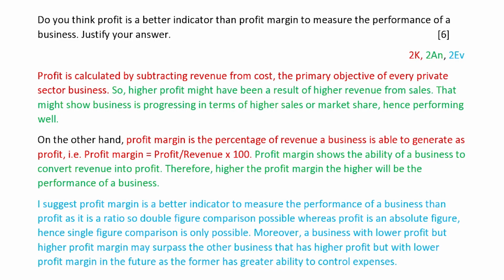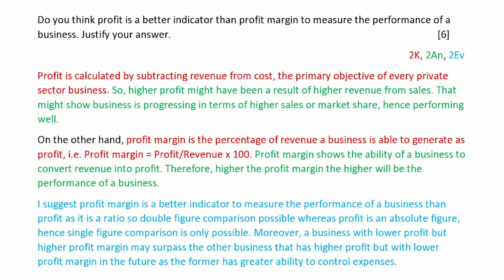Now I have to make a comparison, and I have to pick one option as the most suitable option or better than the other option. So now evaluation is in blue color, right? I suggest profit margin is a better indicator to measure the performance of a business. I told you earlier that always address the statement of the question in your evaluation. Never do it in the body of your answer or at the start, right? So always address the statement of which option is better. You always mention that in your evaluation. I suggest profit margin is a better indicator to measure the performance of a business. So I addressed the statement of the question.